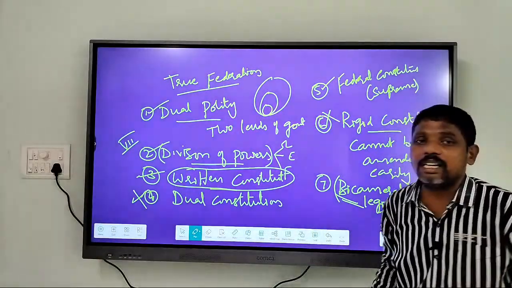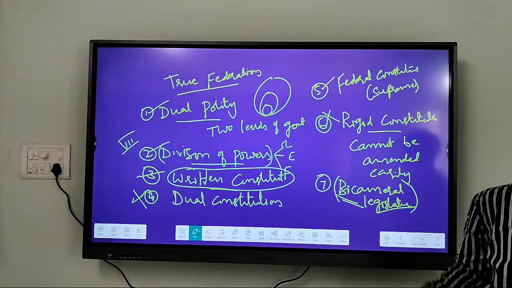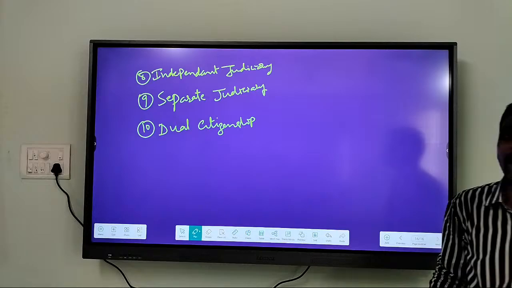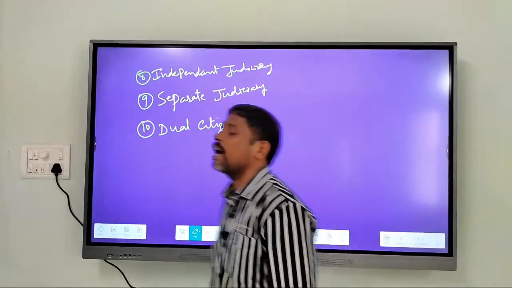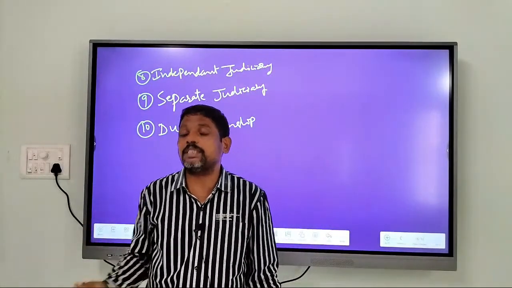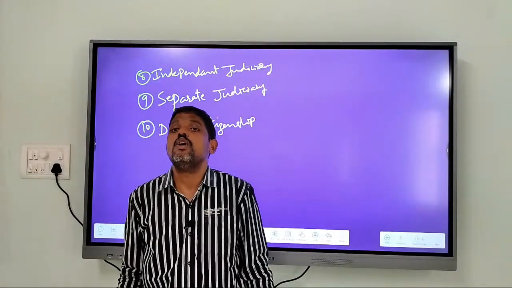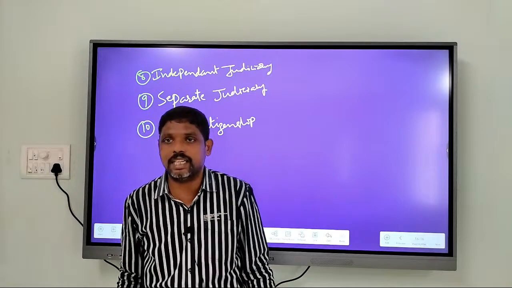Do we have a bicameral legislature? Yes, we have a bicameral legislature. That is, we have Lok Sabha and Rajya Sabha, where the Rajya Sabha has the special responsibility of protecting the interest of states.